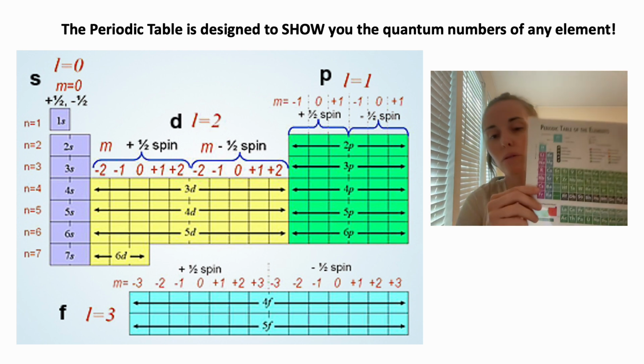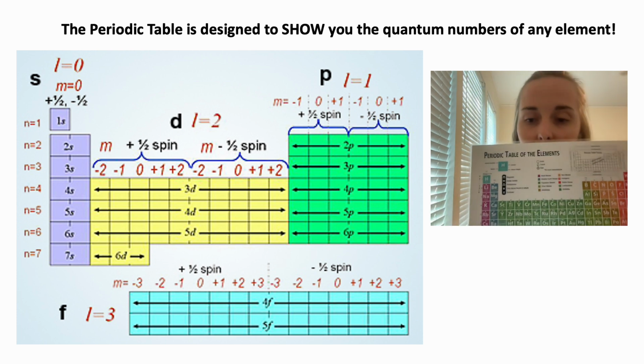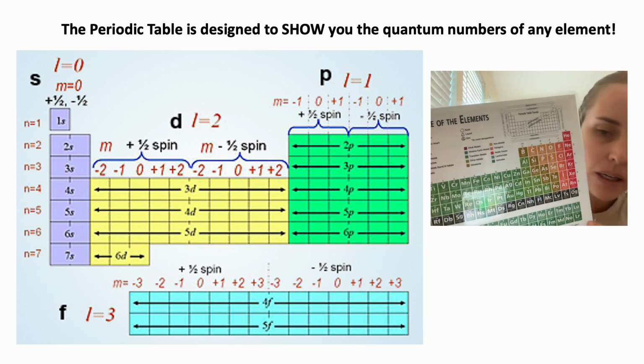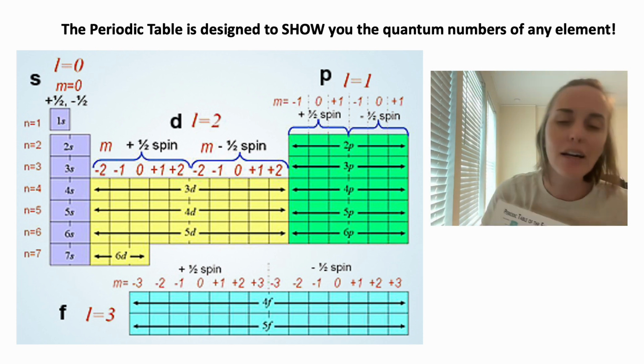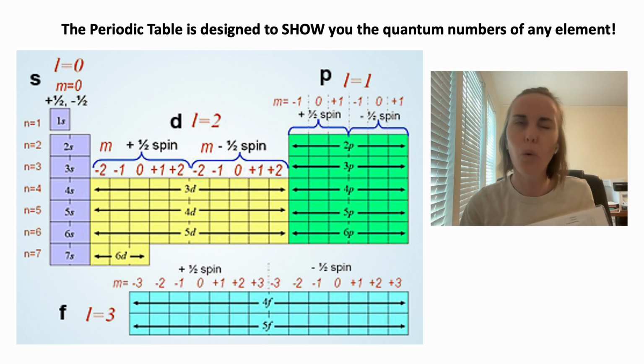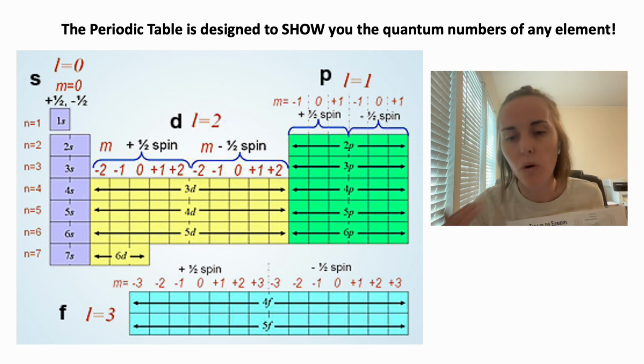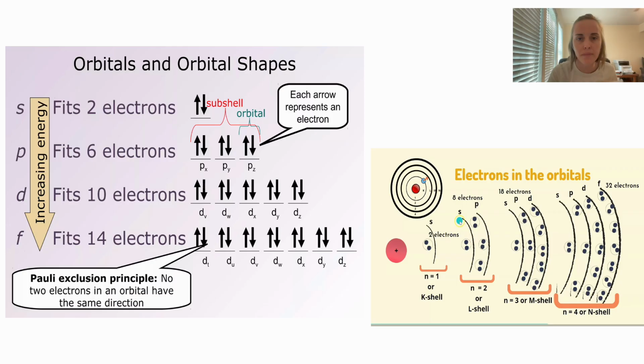So if I were to ask you your quantum numbers for any of these, you could tell me what your quantum number is. And I know you're saying, actually, I can't because I don't quite understand this. And that's fine. We'll do more practice.